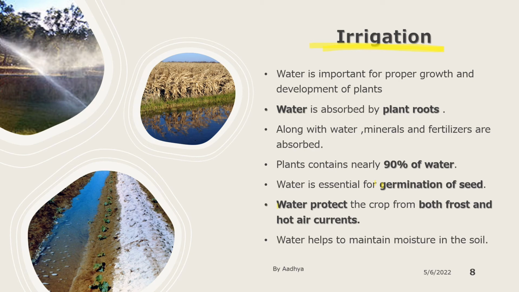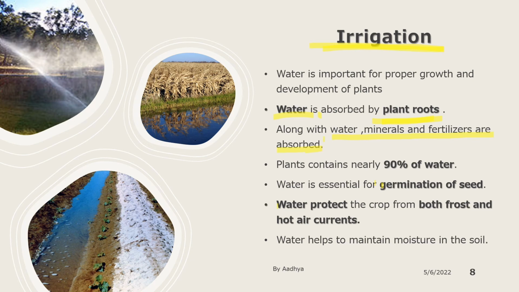Water is absorbed by the plant root. Who will absorb water? Plant root. And in the previous standard you would have learned that xylem is present in plants, and that will help in the transportation of the water. Along with the water, minerals and the fertilizers are absorbed. Plant root will absorb minerals and fertilizers along with water.